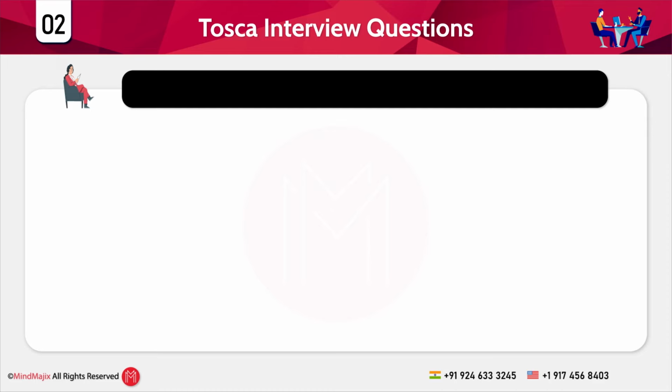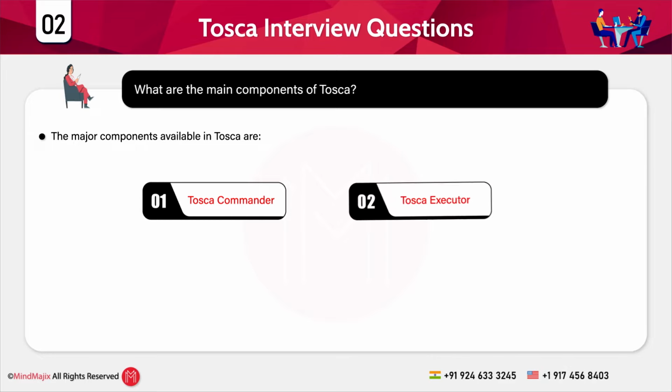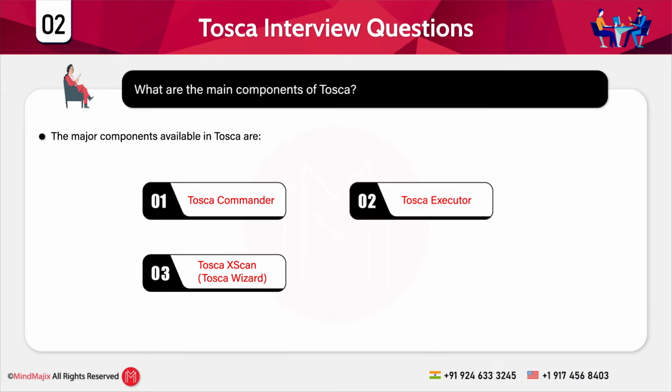So let's move to the next question. What are the main components of Tosca? As you can see on the screen, these are the main components. The first one is Tosca Commander. Then you have the Tosca Executor. Next is Tosca Xscan, or you can say Tosca Wizard. And the last component is the test repository. So this was a very simple question.